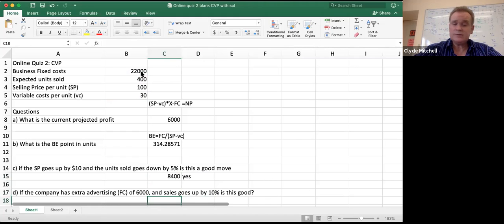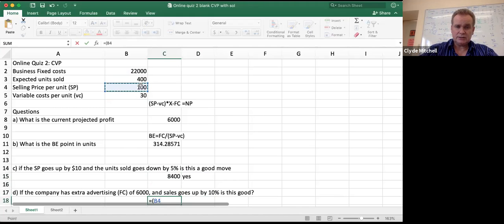And finally, the last one is if we spend an extra 6,000 on advertising and our sales go up by 10%, I'm assuming that's in units. Is this a good idea? So again, we're going to go through our problem. We bring in our original selling price that hasn't changed. We bring in our original variable cost that hasn't changed. We multiply that by a number of units that has changed, and they said that's gone up by 10%. So I'm going to multiply that by 1.1 or 110%.